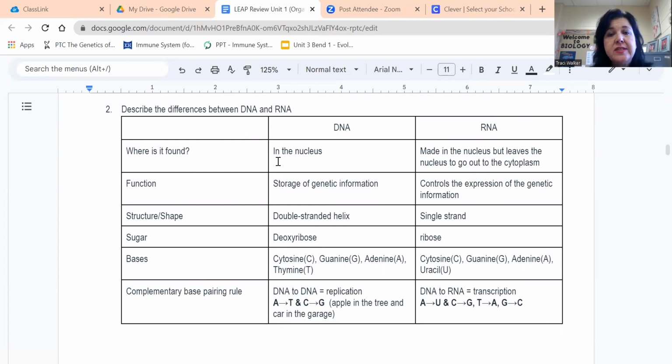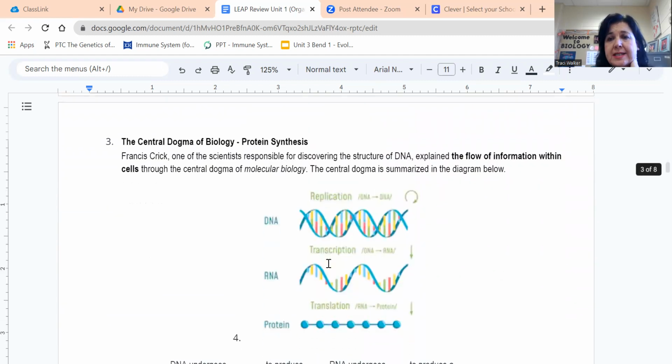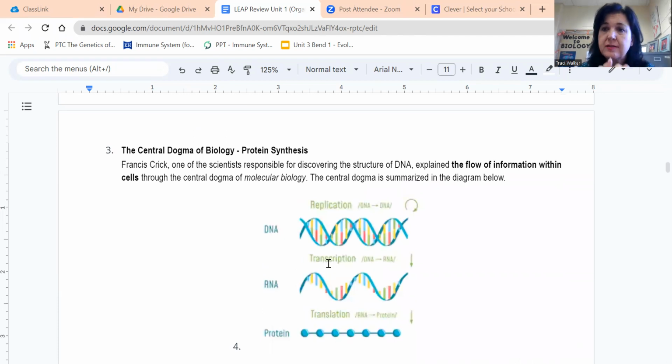And so we learned that DNA is where the genetic information is stored. It's in the nucleus of the cell. And then we learned that RNA controls the expression of the genetic information, and it goes out of the nucleus into the cytoplasm. And so we are going to talk more in detail about that process where DNA makes RNA and RNA goes out into the cell and makes a protein. And so protein synthesis is considered the central dogma of biology.